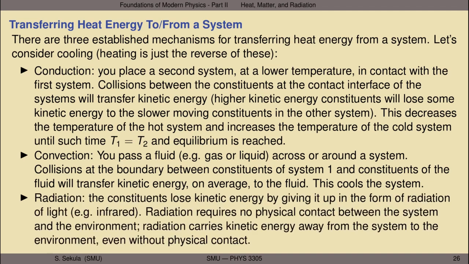And finally, there's radiation. Radiation is a process by which constituents lose energy by giving it up in the form of radiation of light. For instance, you might be familiar with the fact that you can stretch your hand out several centimeters, inches, maybe even up to a few feet away from a hot cooking pan on the stove. And even though you are not making physical contact with that, and even though the air is very still in the room around you, you feel something being transferred to your hand. You would say that you can feel from a distance that the pan is hot. Well, that's because it's radiating, typically at the infrared. And that infrared radiation, which you can't see with your eye, but which you can feel with your skin, will be absorbed by your skin.